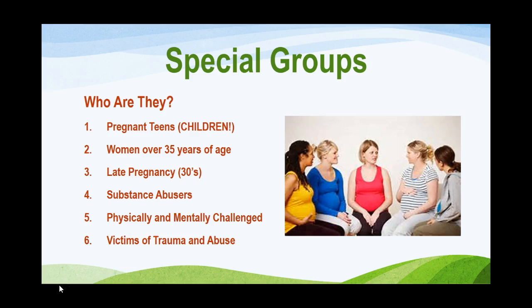Women who are over 35 years of age, these people are known as geriatric pregnancies. They have a different set of issues that we need to look at and be aware of so we can help mitigate problems for these people. Late pregnancy, people in their 30s, substance abusers, physically and mentally challenged people, and victims of trauma and abuse. These are all special groups that require extra assessment and extra consideration from us as nursing personnel.